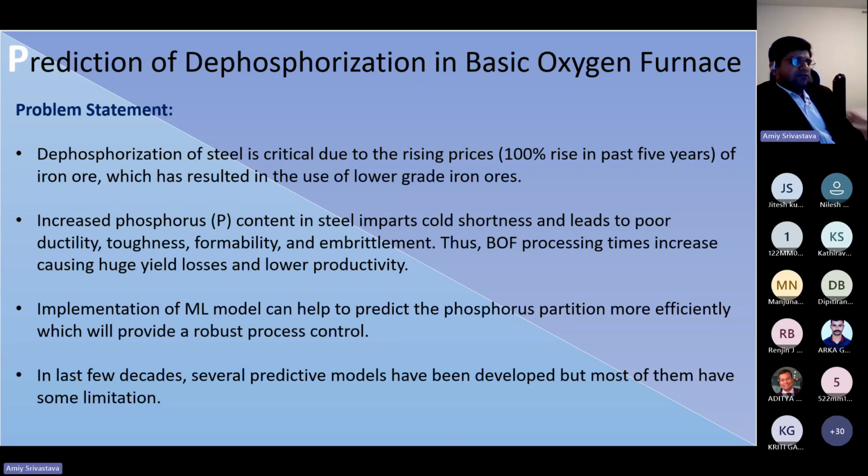In the last few decades, several predictive models have been developed already, but most of them have some limitations, and their correlations are not that good. They have reached R square values of 0.6, maybe 0.5, but those are still very, very low. So we thought we would perform machine learning analysis on the data.